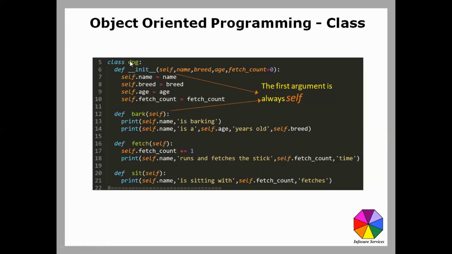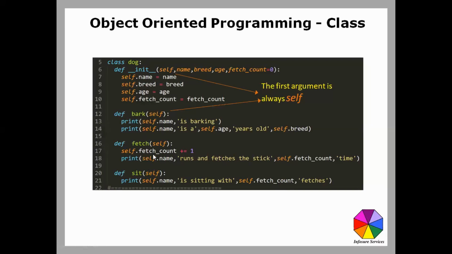This is another example. We're creating a class Dog, and you have the constructor, always the first method, and then you can define your own methods like bark, fetch. Here in fetch you can see self dot fetch count. It's the property here we are setting to increment by 1.